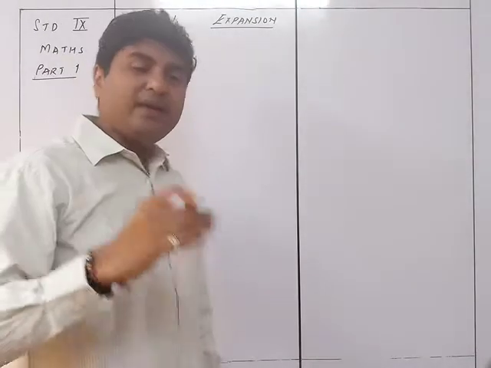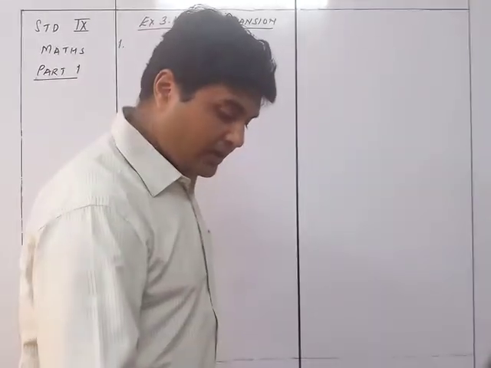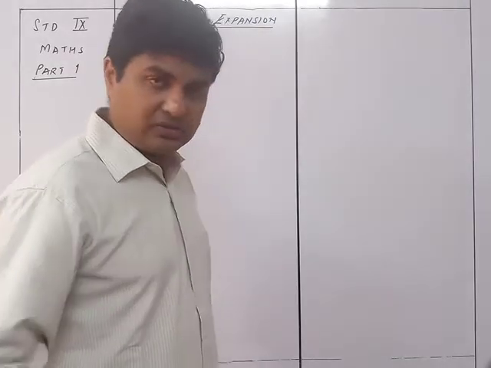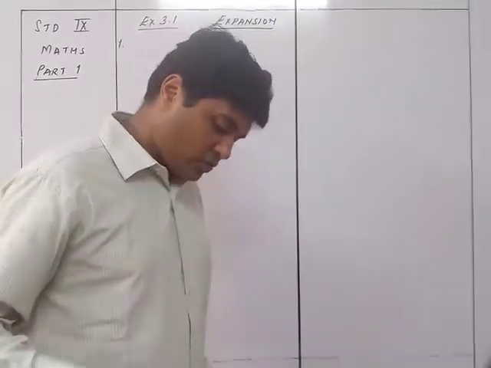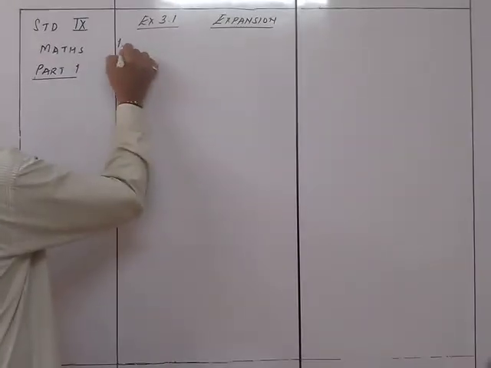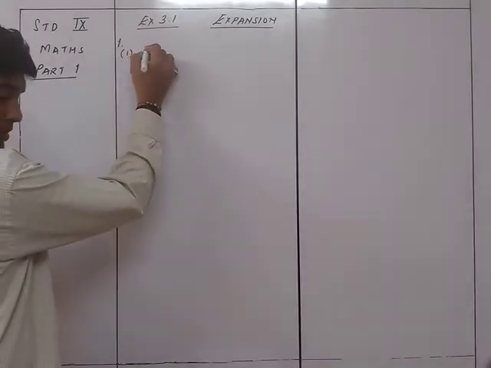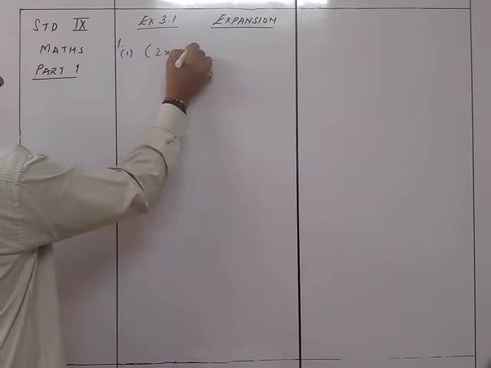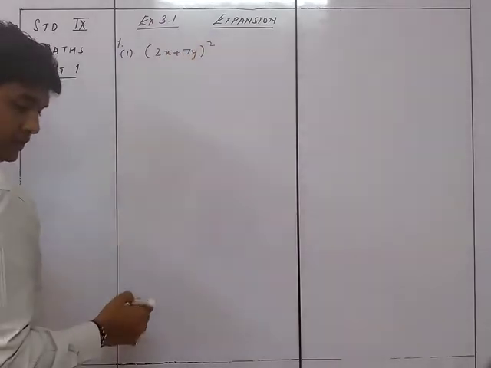So there again 1 and 2 in all the cases. So I'll take all the ones. So 1 ka 1, 2, 3, 4. So you'll just go that way. So first one, 2x plus 7y the whole square.